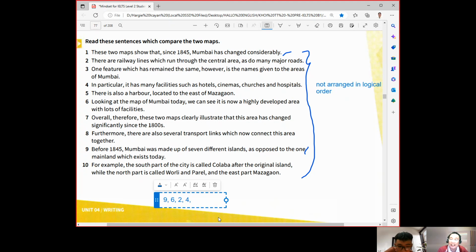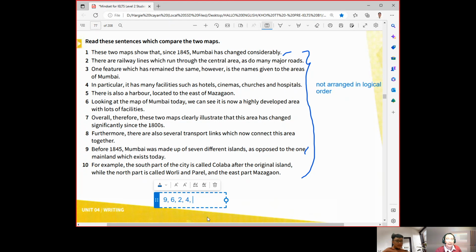Now, remember in IELTS exams, sometimes it will come out in the test that you need to examine. You need to have the logical order or arrangement. So you already understood number 4. So what's the next? There would be a connection.